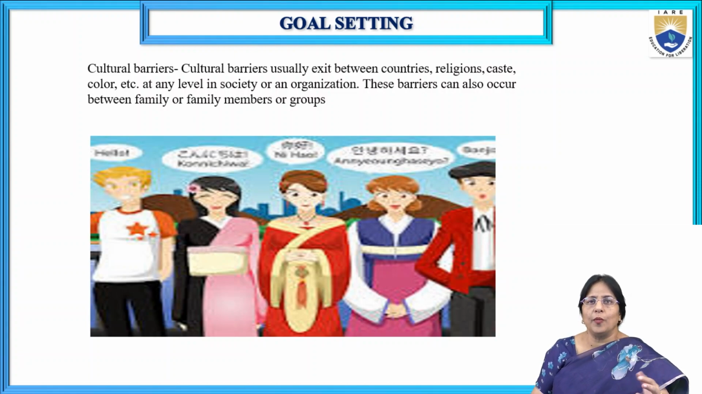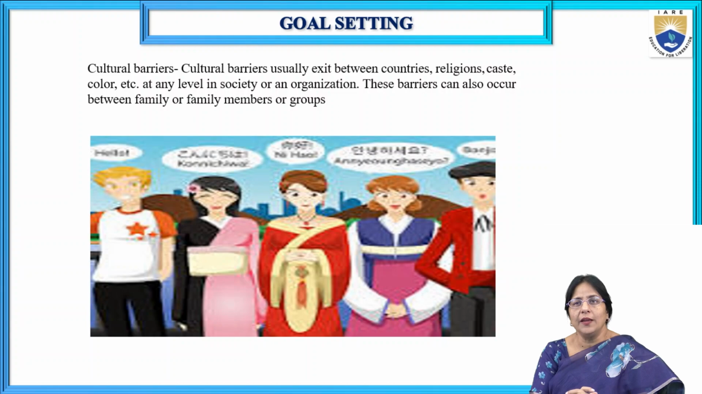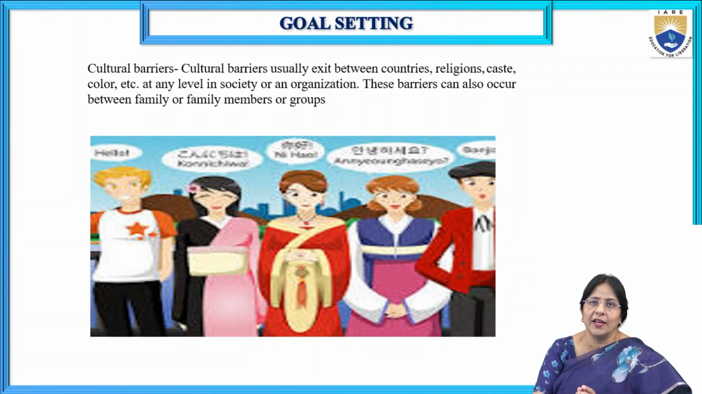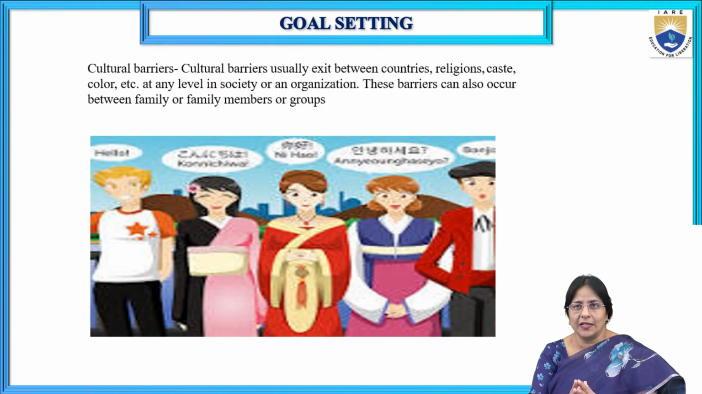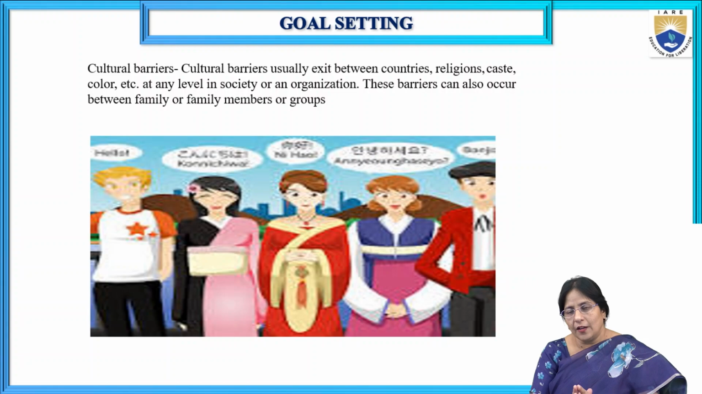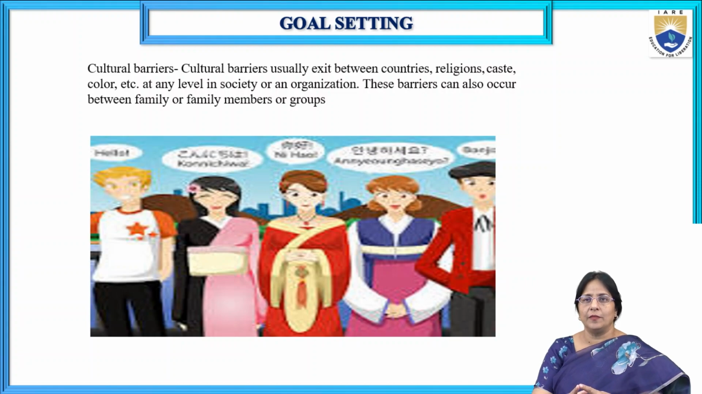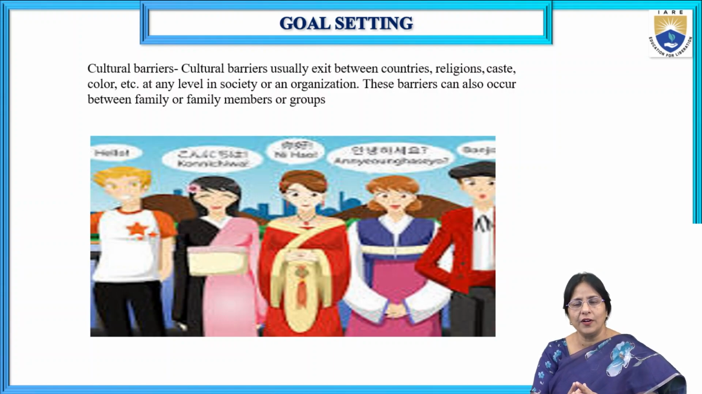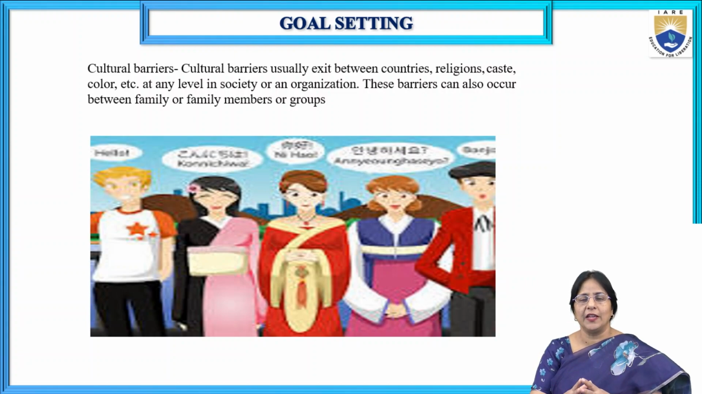As I just spoke to you about the cultural barriers, they usually exist between countries, religions, castes, colors, etc., at any level in society or an organization. These barriers can also occur between family members or groups. First of all, imagine or analyze your own family. There must be four people, but all of your opinions, beliefs, likings, and dislikings are different from each other. Though you are living under one roof, your belief system is different.